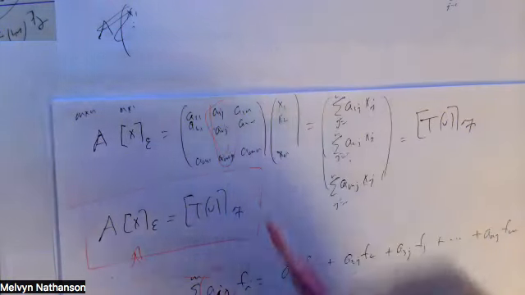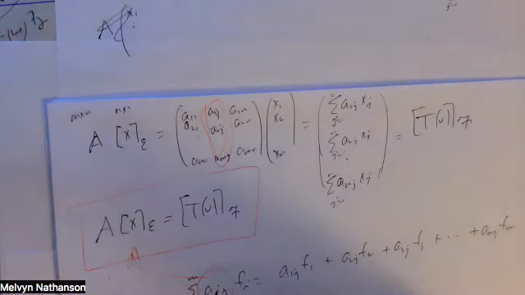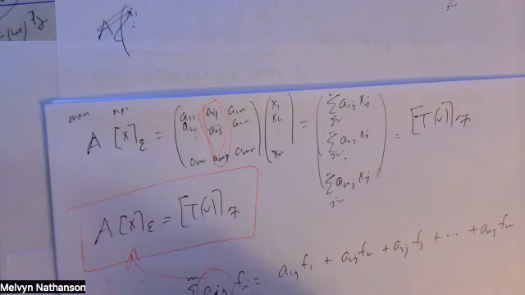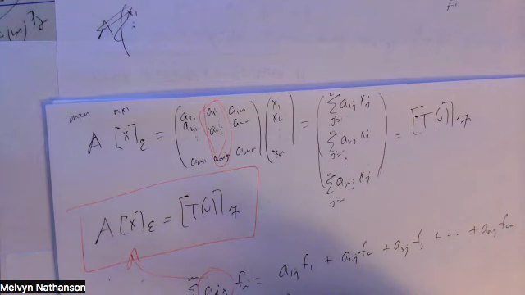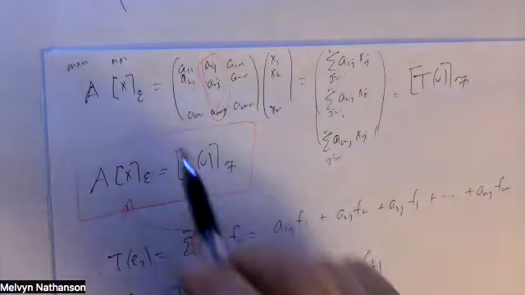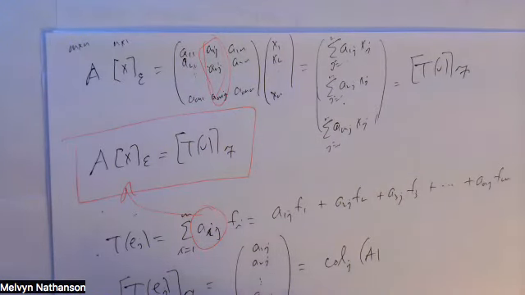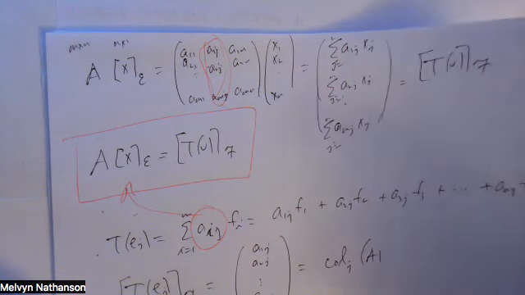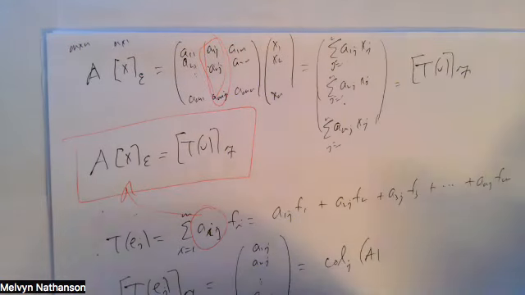The jth column of the matrix is the coordinate vector for T of e_j. So e_j is the jth vector in the basis E. T of e_j, if you look at the coordinate vector for that, that's exactly a_1j, a_2j, down to a_mj, which is in fact the jth column of the matrix A. So when you look at your matrix A, each column tells you where each basis vector gets mapped to. Right? So that's a very, very, very important fact about what the numbers in the matrix for a linear transformation mean. And let me give an example of how this can be used.